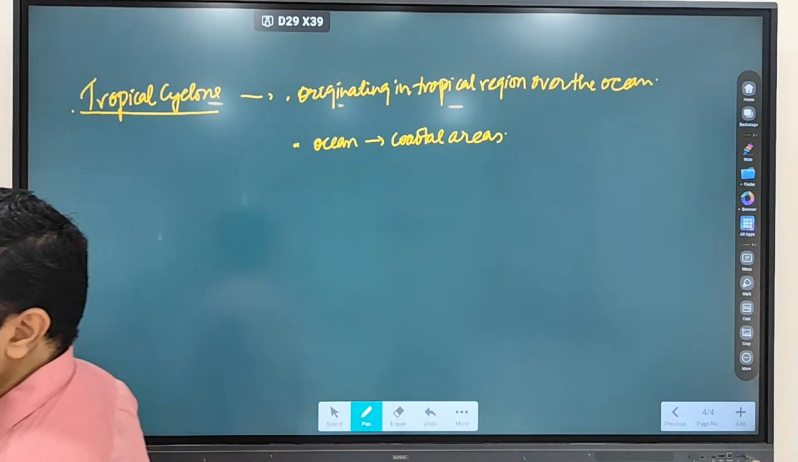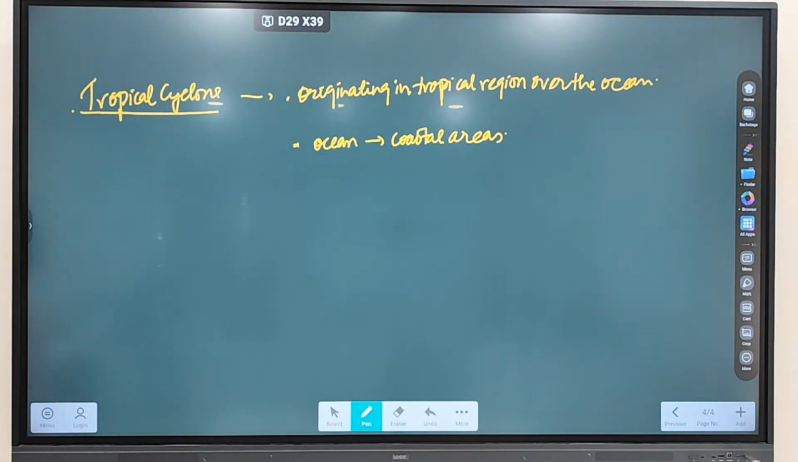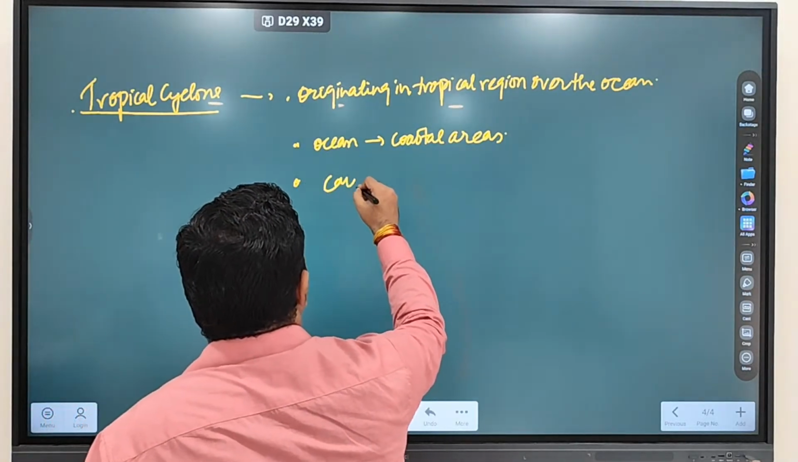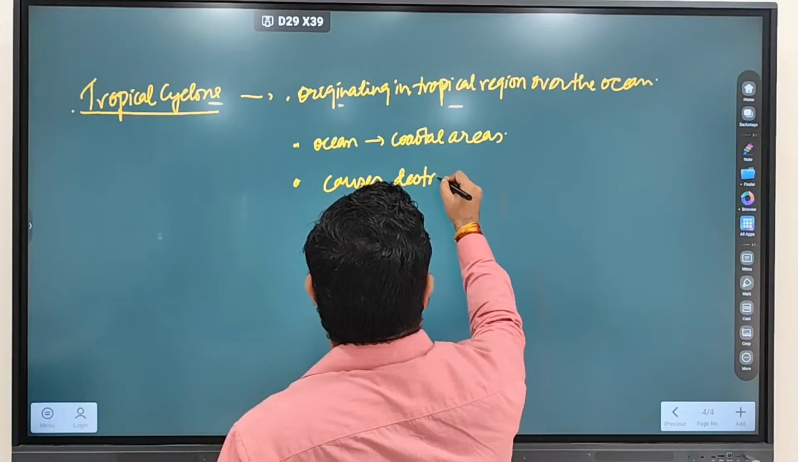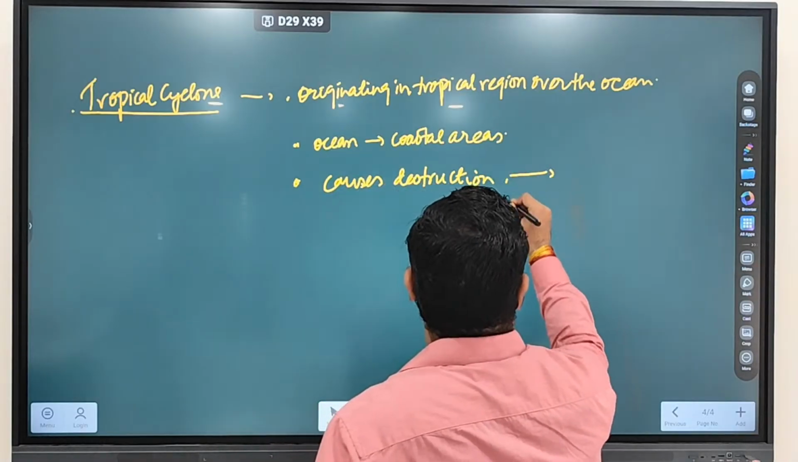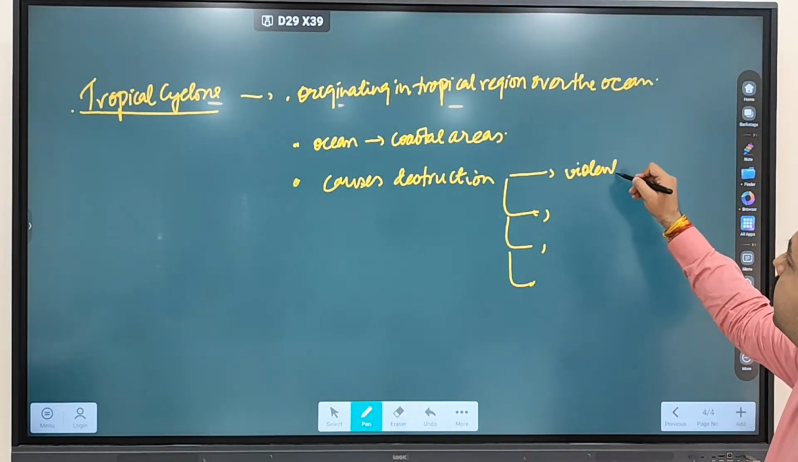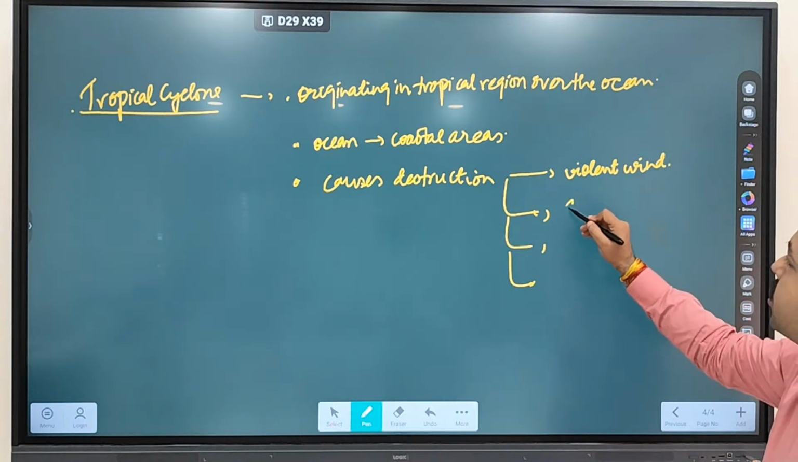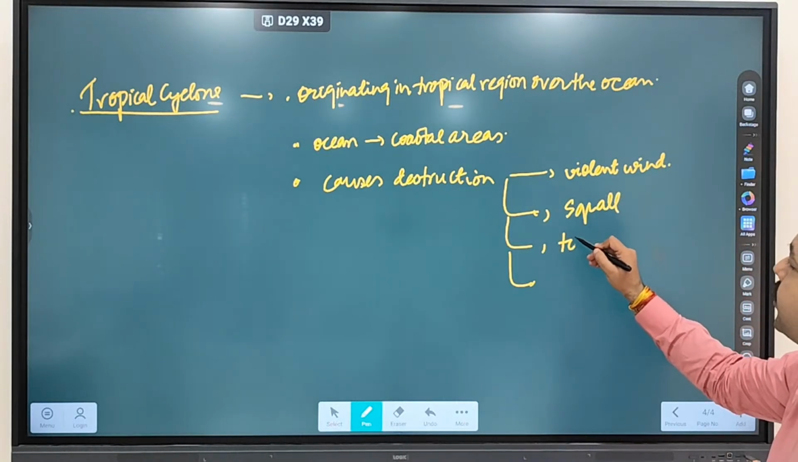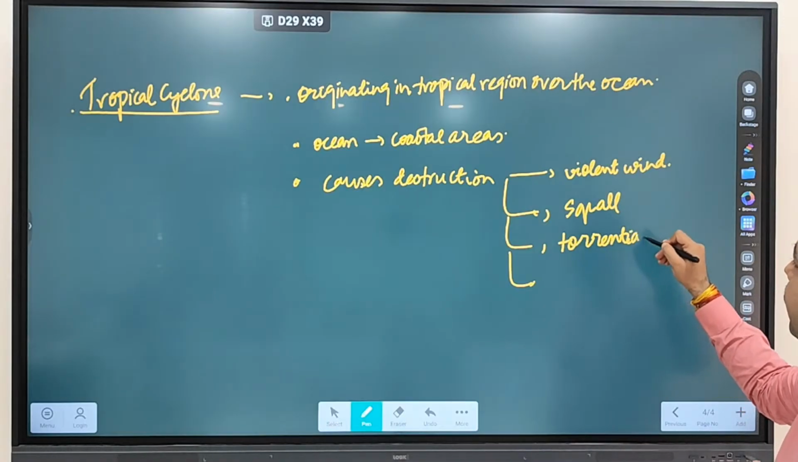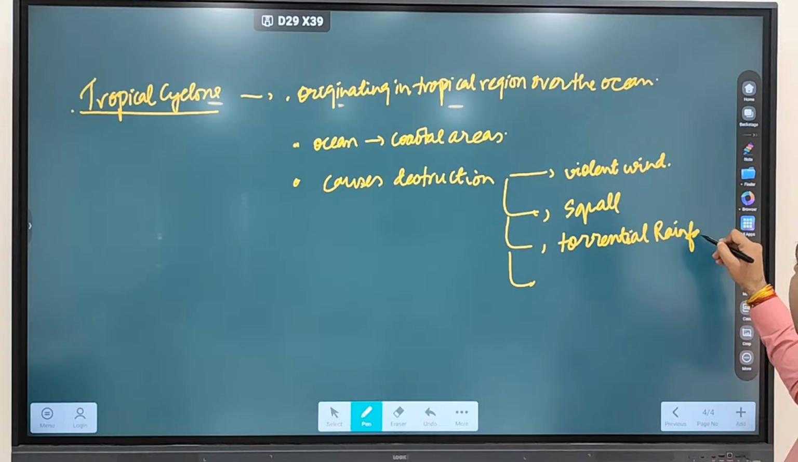So what is the tropical cyclone? Tropical cyclones always originate over the oceans. They are originating in tropical areas, moving from where to where? From ocean to coastal areas, and cause destruction. Why is it causing destruction? Because of violent wind, squall, torrential rainfall, and storm surge.